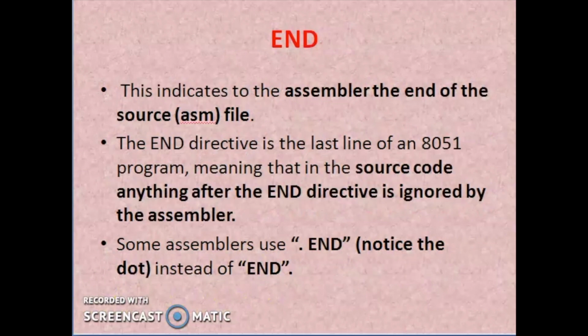Second one is end. End is used to indicate to the assembler the end of the source file, that is, the source program is closed. The end directive is the last line of an 8051 program, meaning that in the source code, anything after the end directive is ignored by the assembler. We can use either end or .end as the directive.